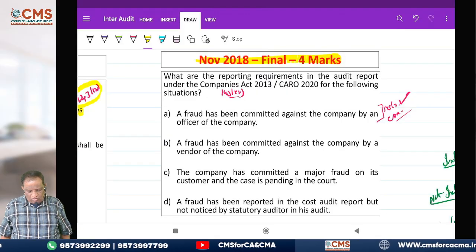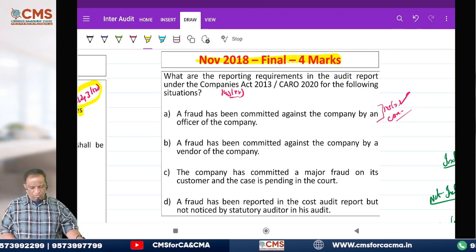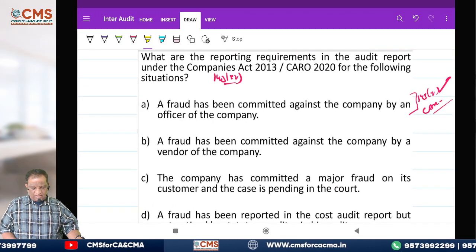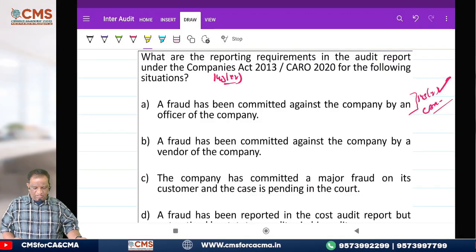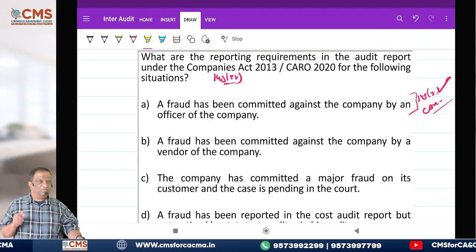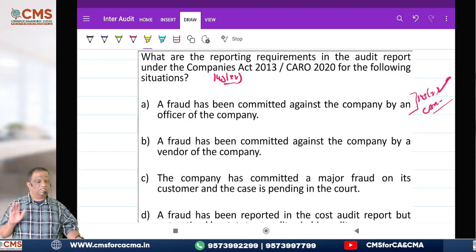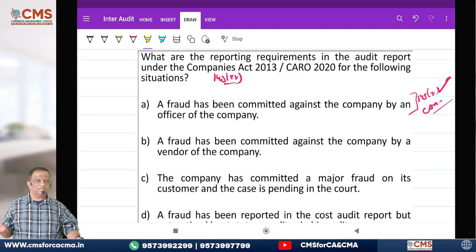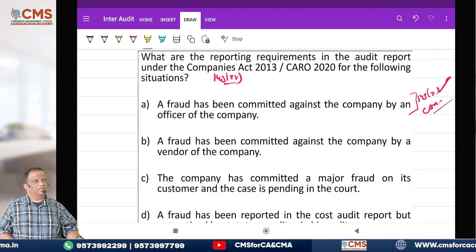So he is asking, what are the reporting requirements in the audit report under the Companies Act, that is 143.12, or CORO for the following situations? Now you tell me whether it will come or not come. A fraud has been committed against the company by an officer. Is it included or excluded? Included. The second one, fraud has been committed against the company by a vendor. So by vendors, that is what is getting covered under this, both 143.12 and CORO, only frauds by the employees. That's all. Company and the employees. So company cheating vendors, vendors cheating company are not included. Therefore, point B will not come under our purview here.